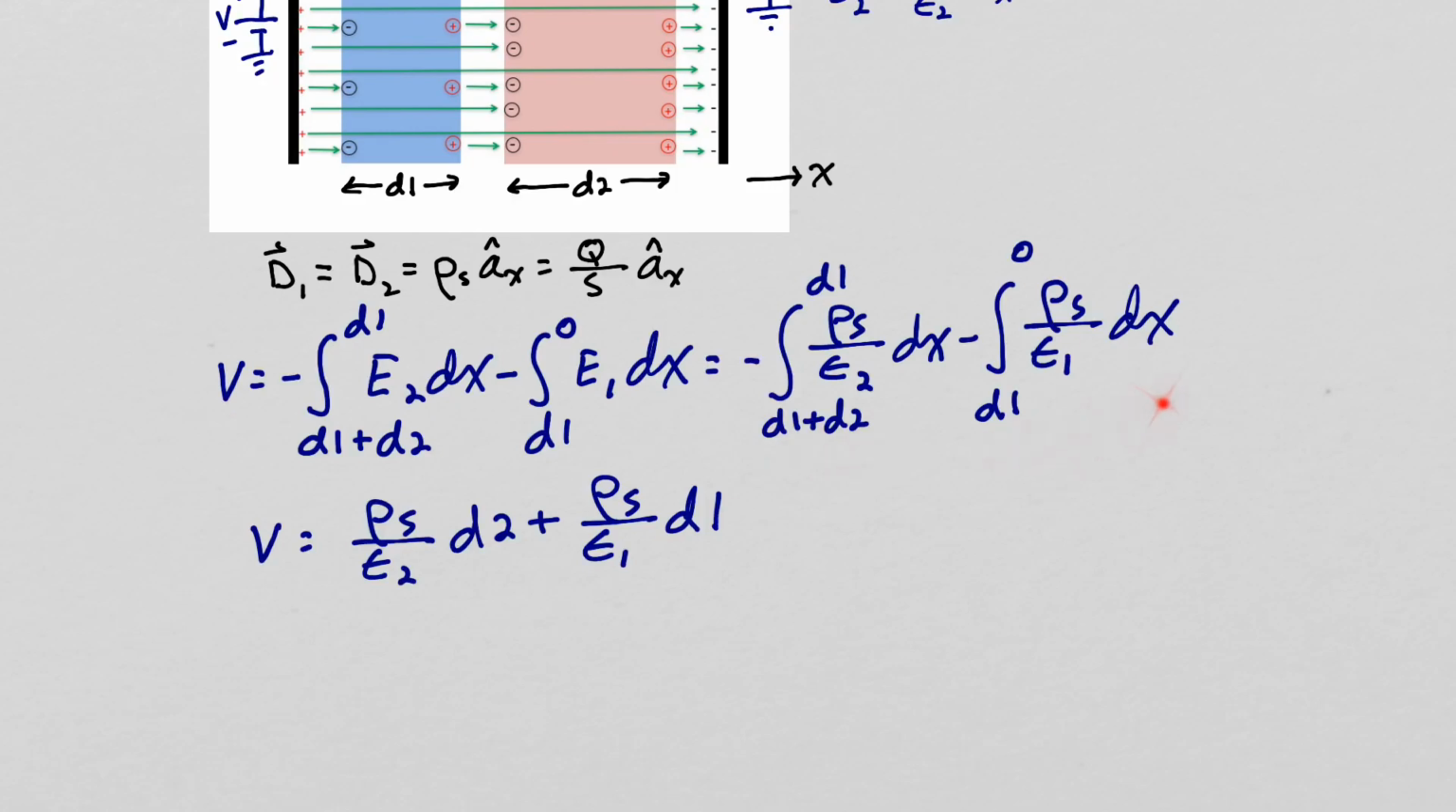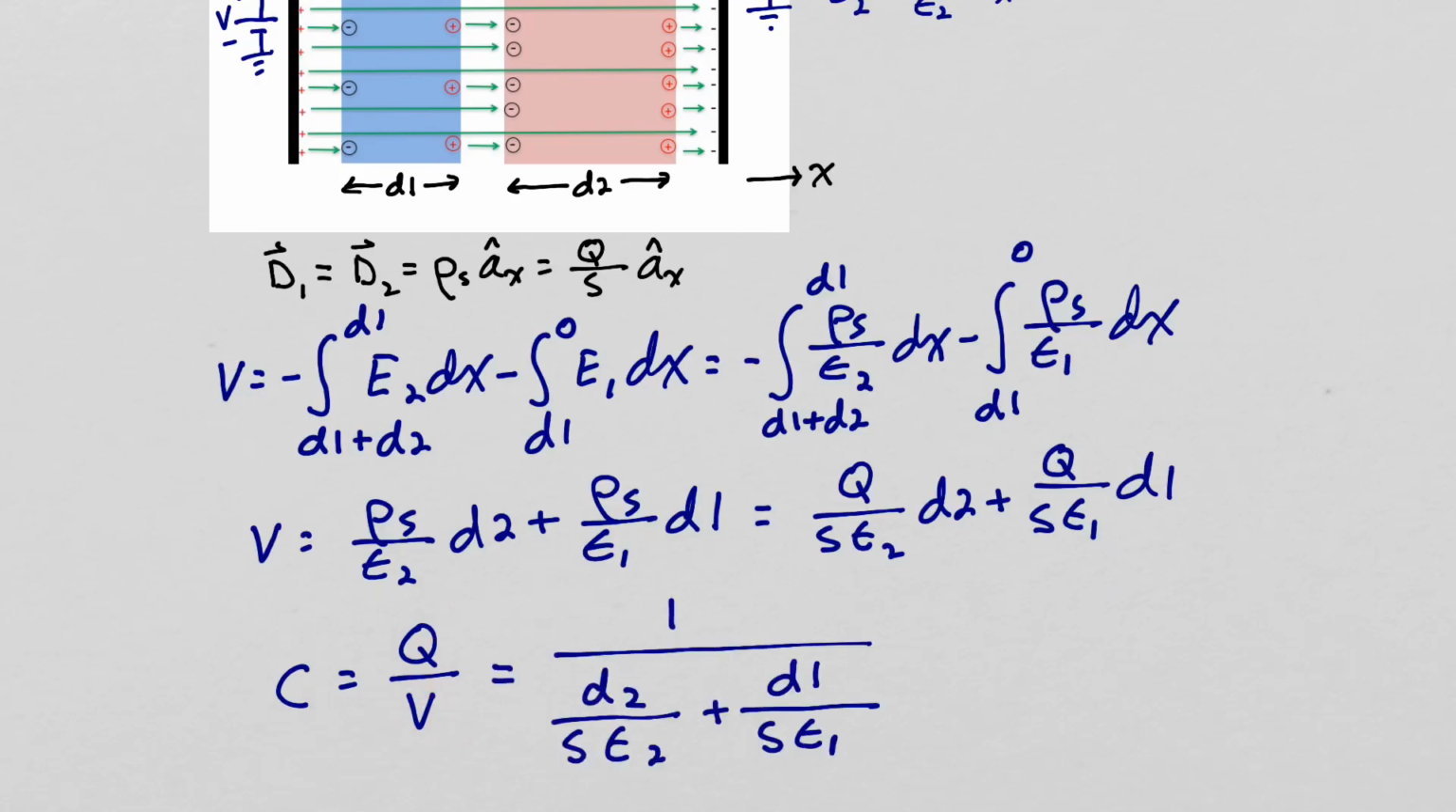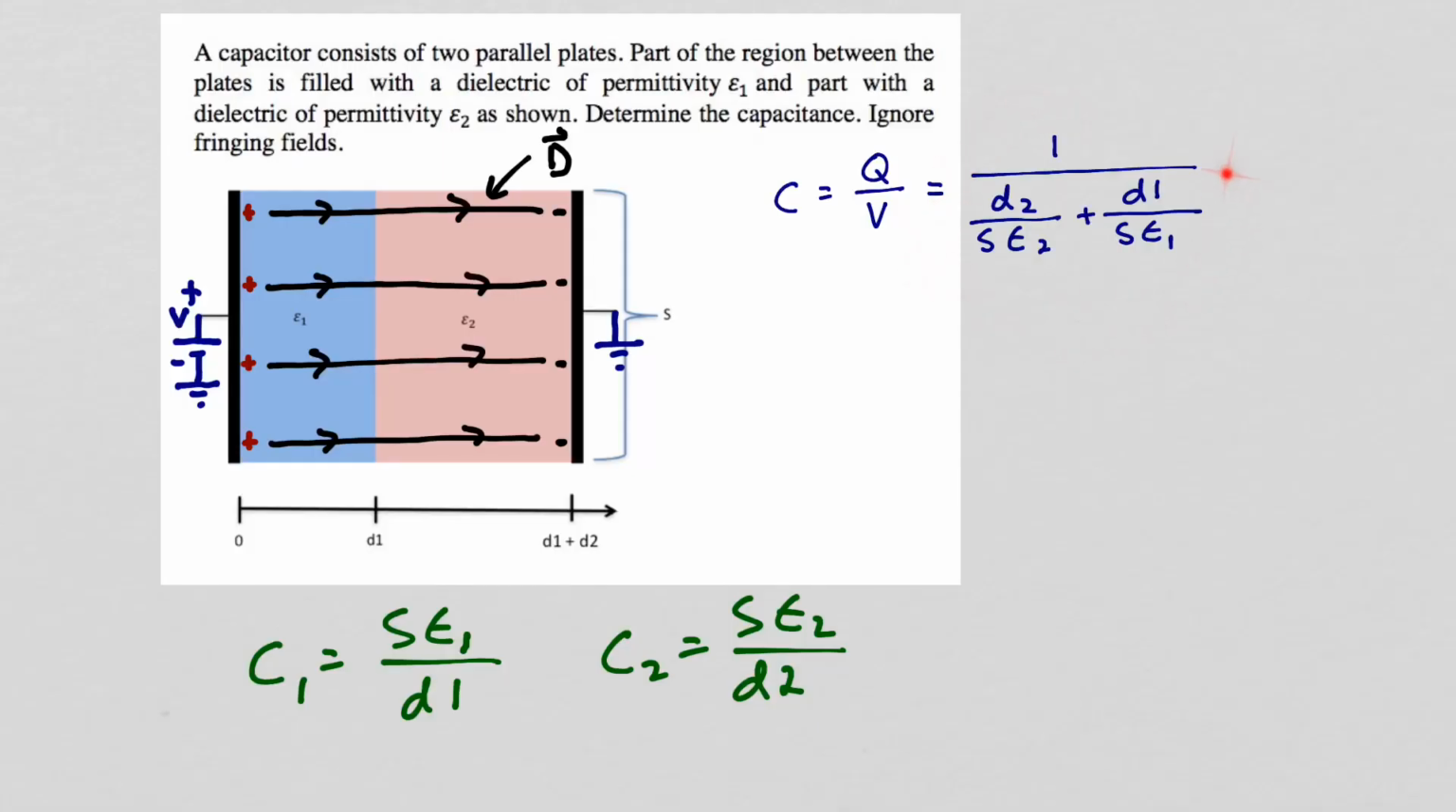Performing these two integrations, we get this expression for our voltage across our capacitor. Rho sub S is just the total charge on the capacitor divided by the area of the capacitor plates. So we'll make that substitution for rho sub S. And we can just rearrange this equation to get Q over V, which will be the capacitance of our structure, which I've rewritten here.